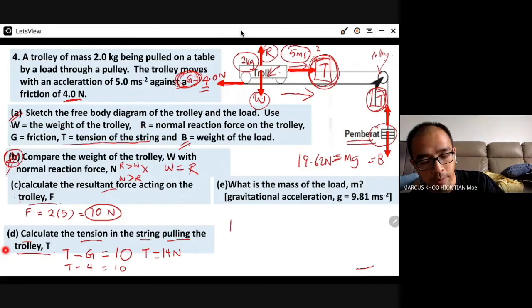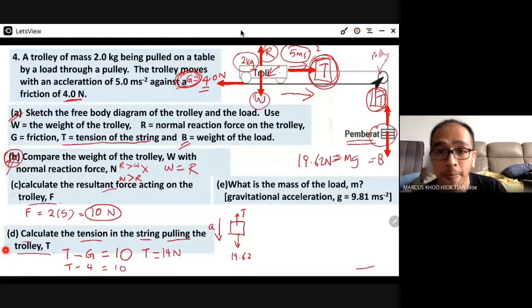Okay, let me draw the load. We have this T upwards, we have this weight downwards, which is 19.62, and it is going to accelerate downwards. What is the value of T? 14. Okay, can we find the mass of the load? Yes. We still use the same method, F equals ma.